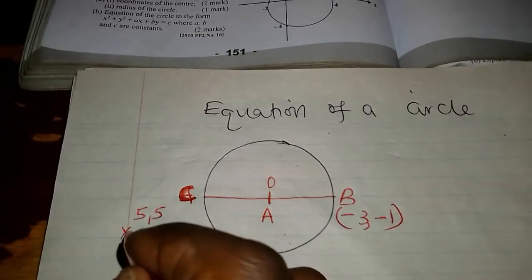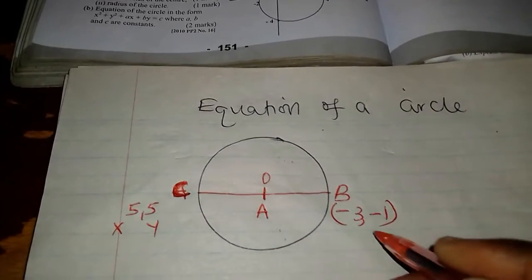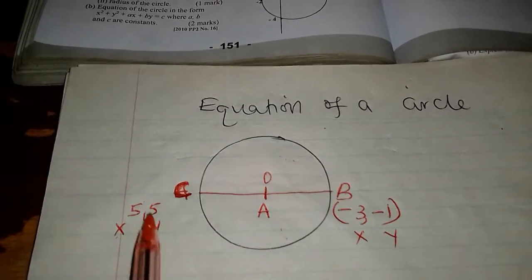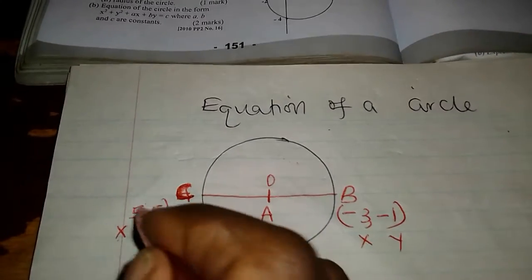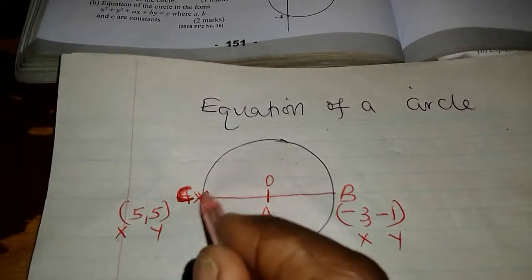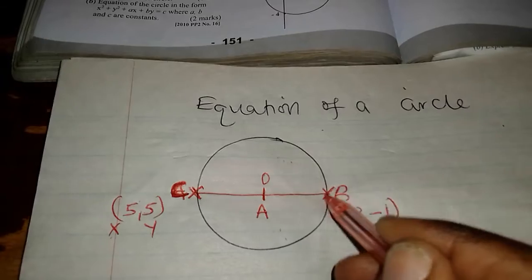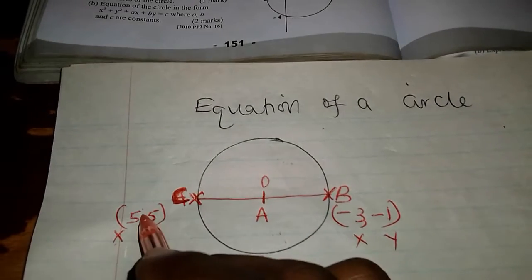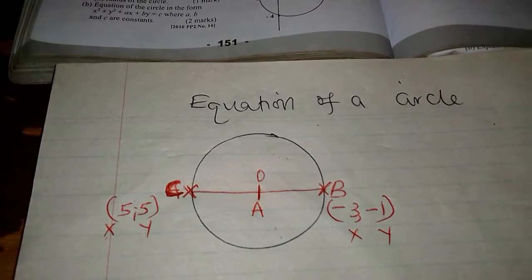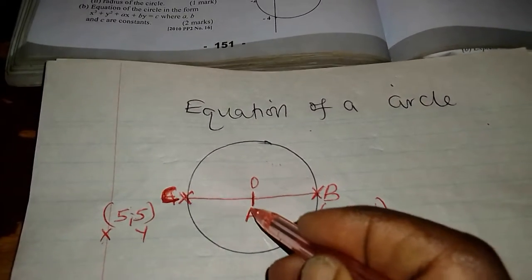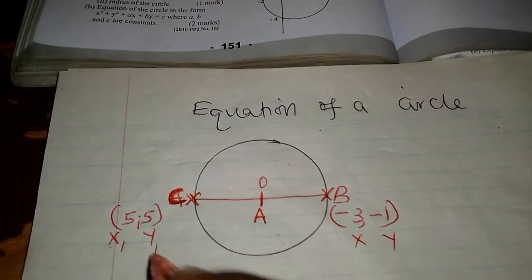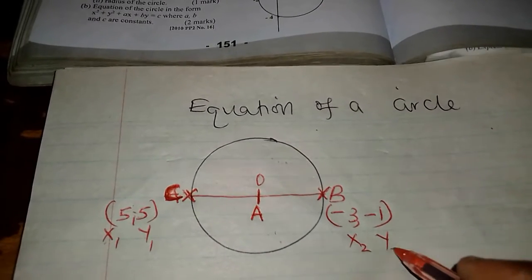I can call this x, I can call this y. I can as well call this x, and this y. The first value is always the x value, the second is the y value. So these are the coordinates of the ends of this diameter. They want us to get the coordinates of the center of this circle, which is labeled as A. So I can call these x1, y1, x2, y2.